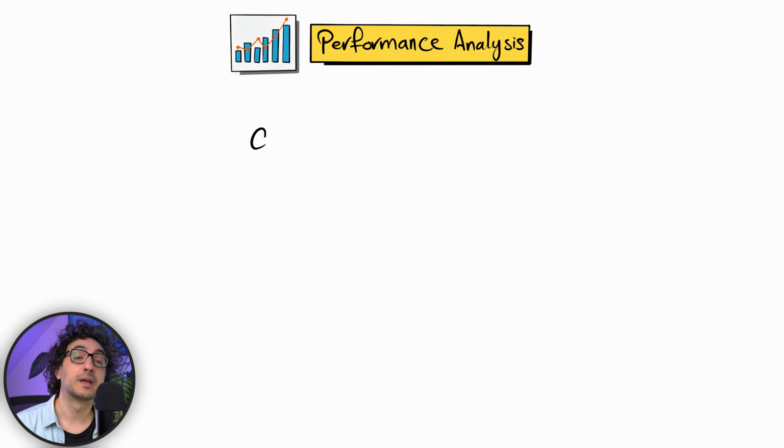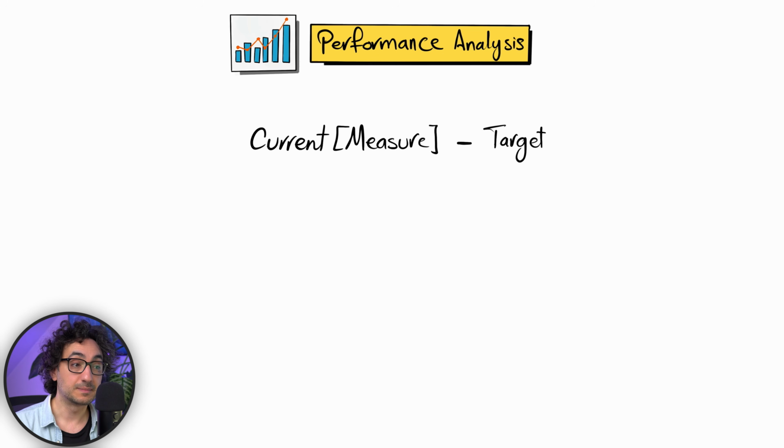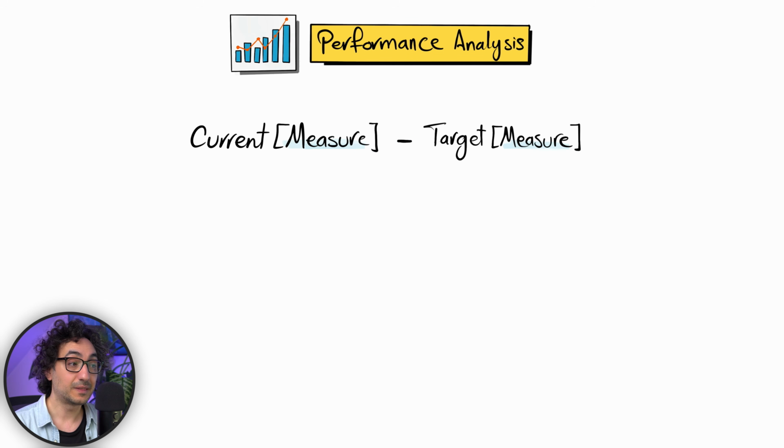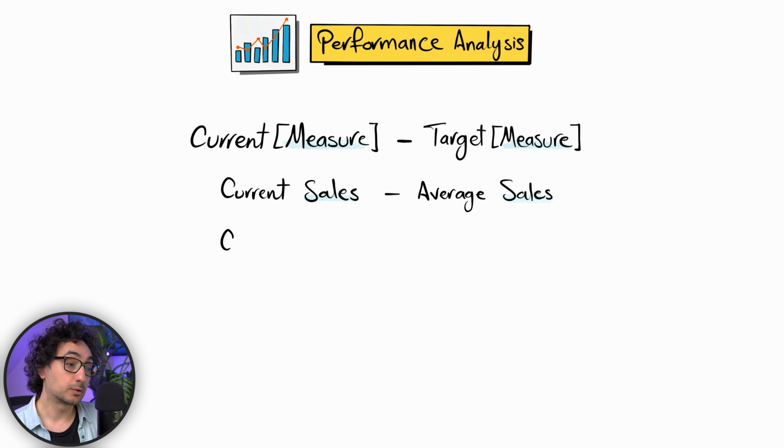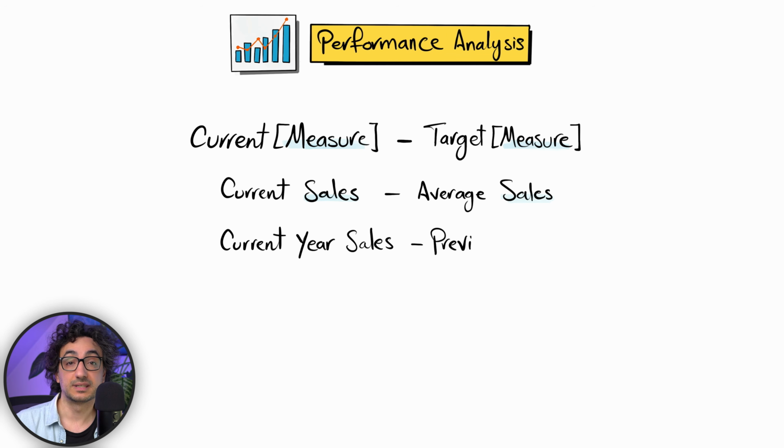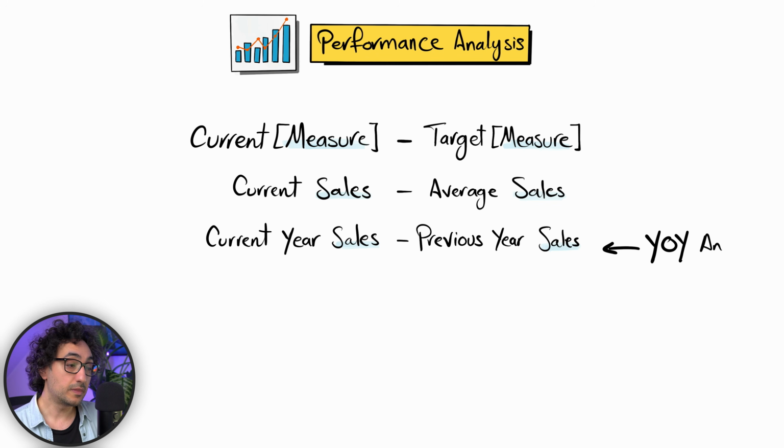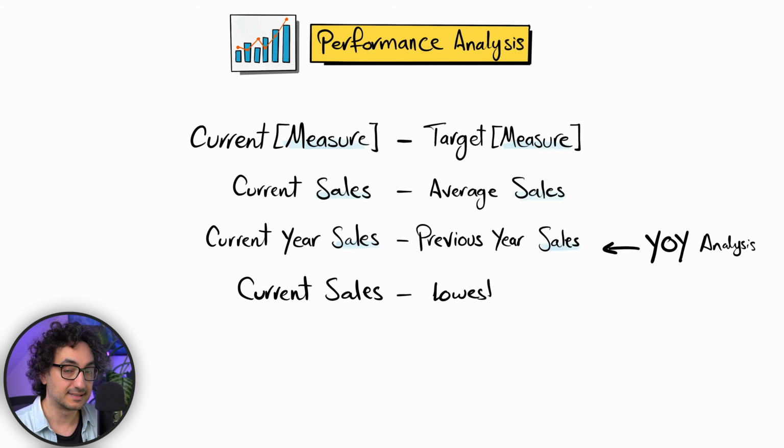So the formula for that is very simple. We're gonna find the difference between the current measure and the target measure by subtracting them. Like for example, we can compare the current sale with the average sale, or the current year sales with the previous year sales, or the current sales with the lowest sales, or maybe the highest sales. So as you can see, we are always comparing the current measure with a target, with something else.